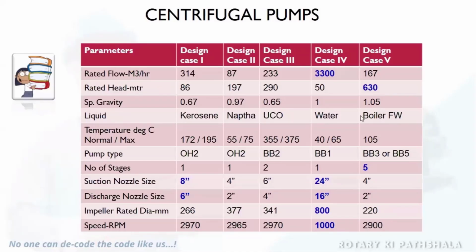So depending on the combination of flow and head, different configurations will be selected, and based on the flow rate, nozzle sizing will be governed, and the combination of head and flow will decide what should be the impeller diameter and what should be the operating speed.